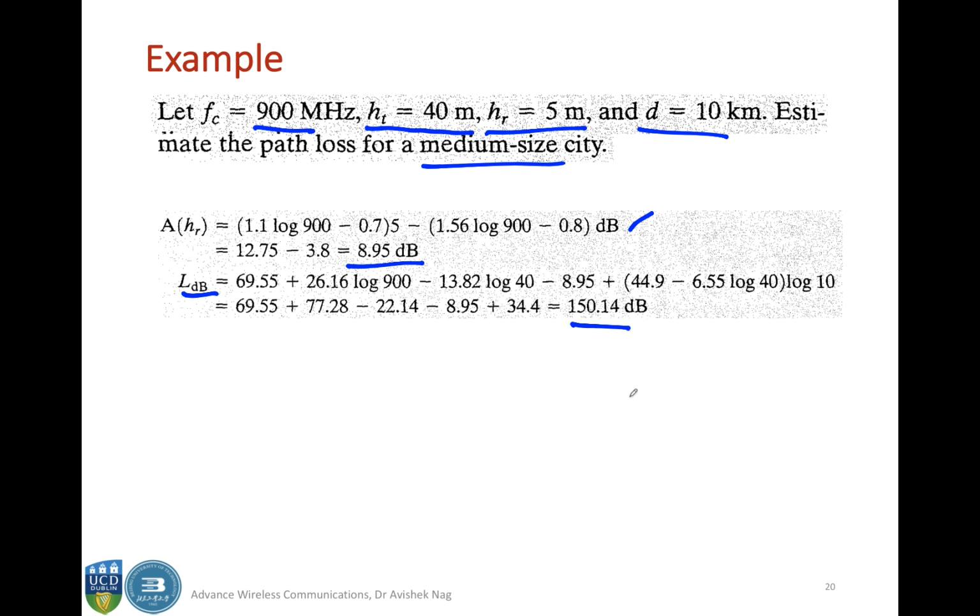So when you go 10 kilometer in a medium sized city from the transmitting antenna, your signal is very poor. 150 dB means almost 10 to the power 15. This means your received signal PR falls by 10 to the power 15 times of the transmitting signal. This is quite a high loss. So in a medium sized city you cannot probably move 10 kilometer away from your transmitting antenna. You may need more base stations within this 10 kilometer distance to get a good signal quality.